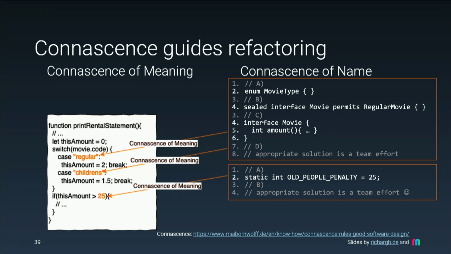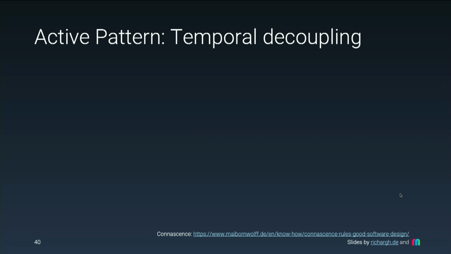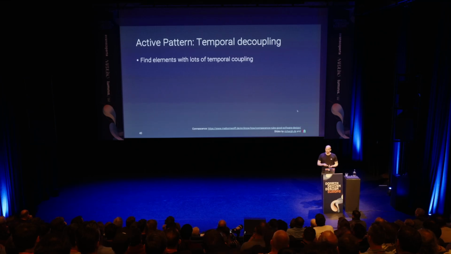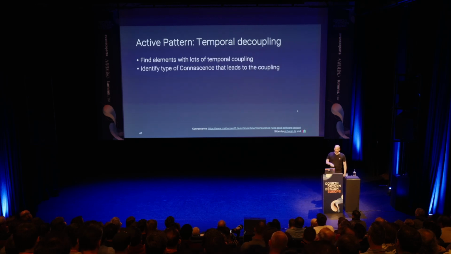Now you can apply this. You can do temporal decoupling. You can find elements with temporal coupling, lots of them. You identify what type of connaissance you think it is, and then connaissance will tell you, hey, if you have very high strength level, try to go to the next one. Can you do it to the next one? No, okay, can you try the next, and it will sort of guide you along the way.